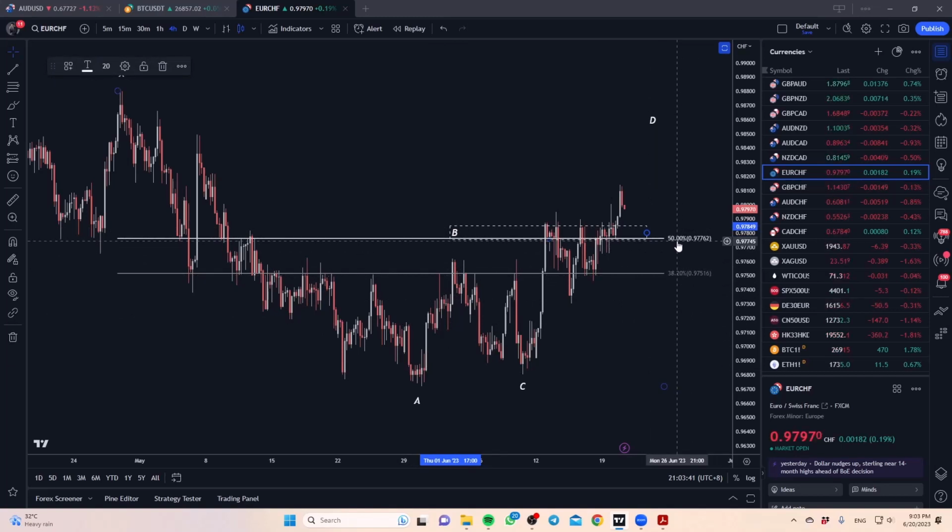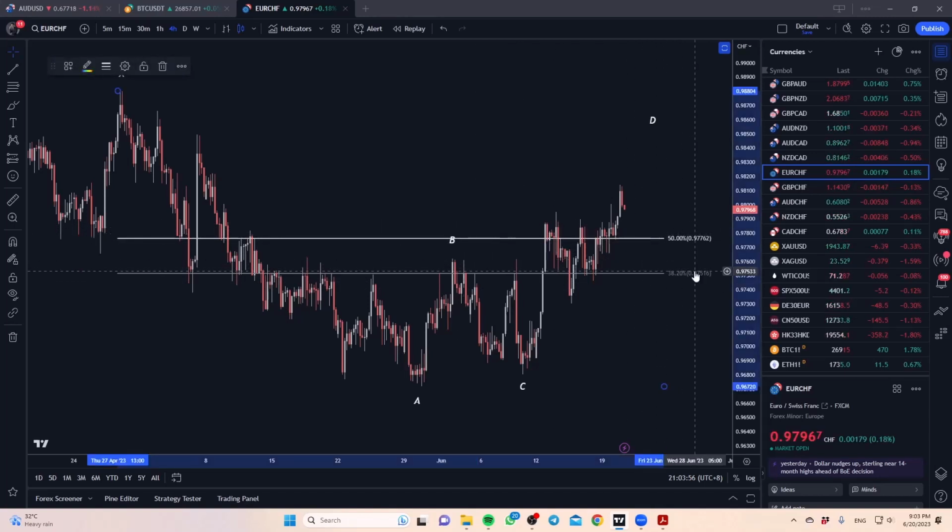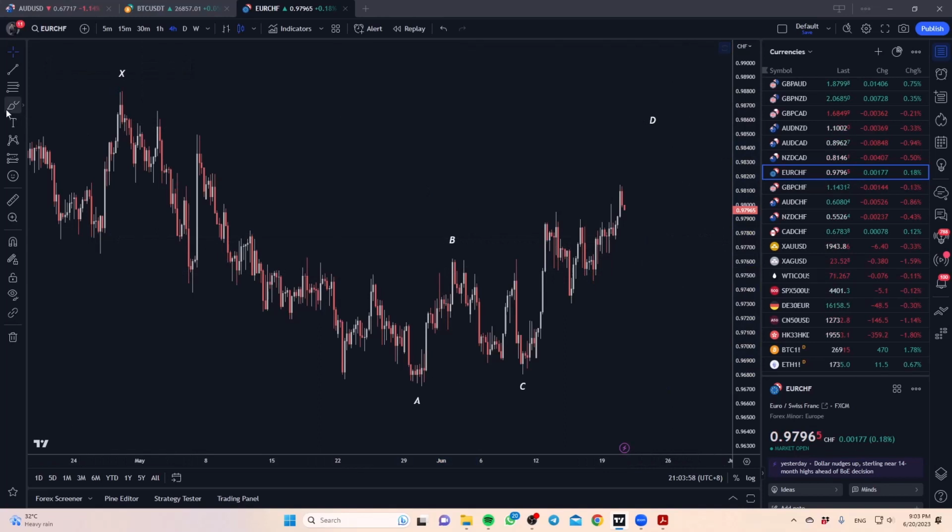So it's fine, right? Because that pattern says that B point must minimum touch 382 and cannot touch 618. So in this case, my point B is fulfilled, right? It's okay. Conditions are acceptable. Then I need to also identify point C, right?